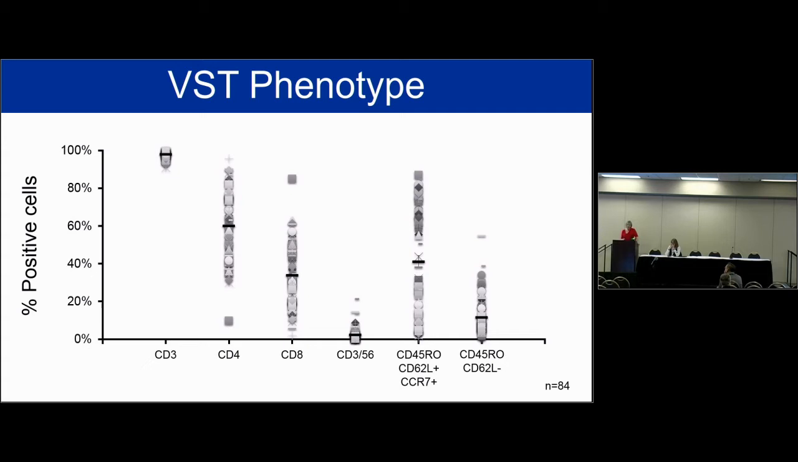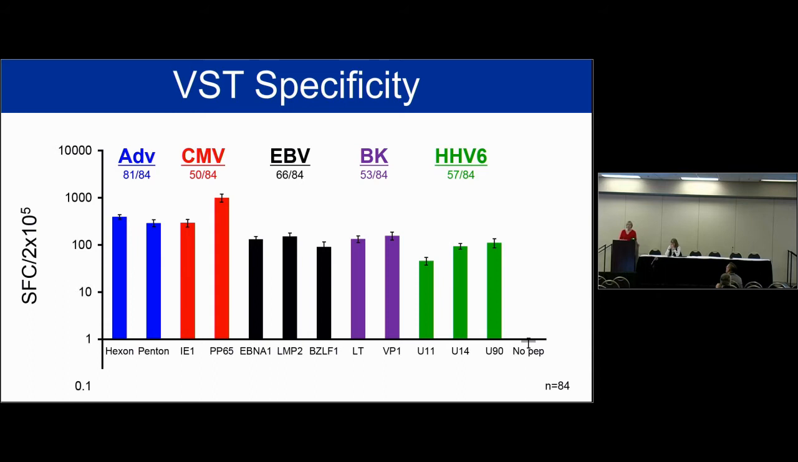So this tells us that the cells that we infuse to patients will be able to effectively target viruses in infected individuals, but also persist long term and enter the memory pool. And they are indeed specific for the viruses that we're targeting using our methodology. And here we're characterizing the specificity profile of our cells using an interferon gamma ELISpot, which quantifies the number of cells that are able to produce interferon gamma in response to specific antigenic stimulation.